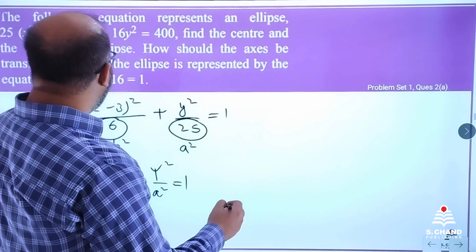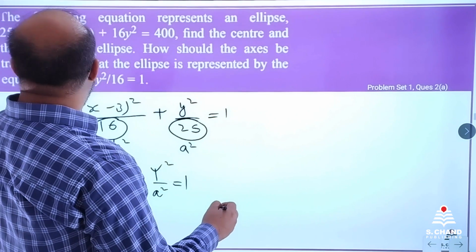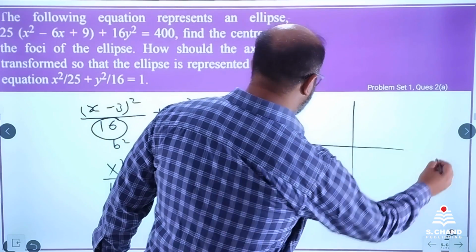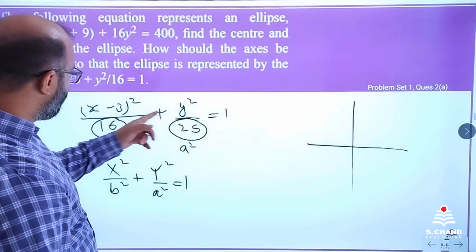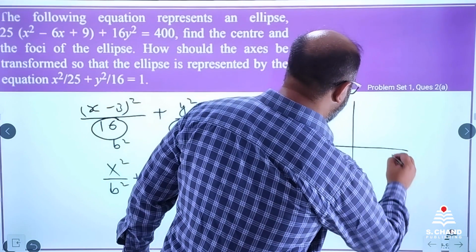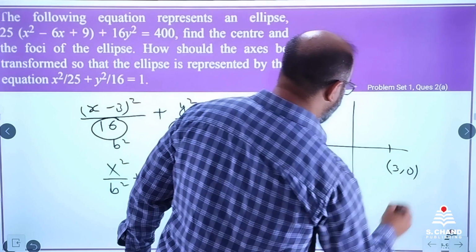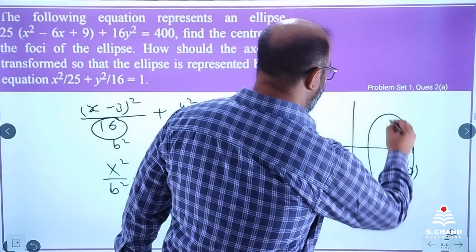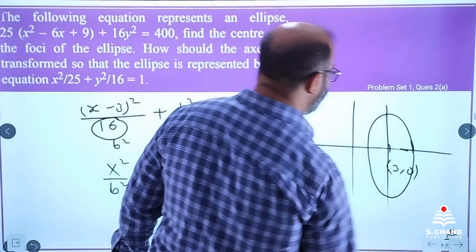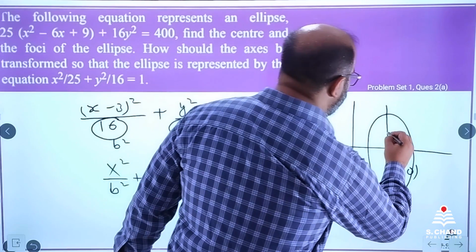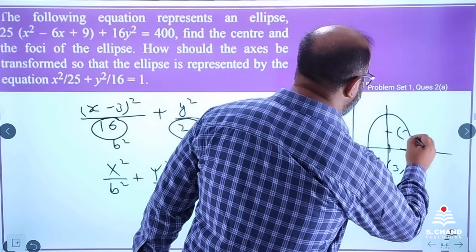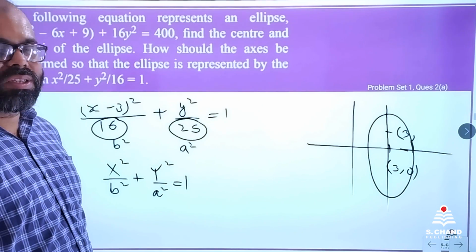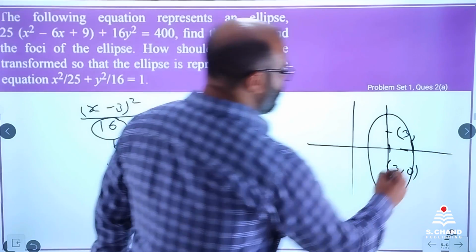Now if you want to find the center and the foci of the ellipse, first of all the center of the ellipse. Center of the ellipse is 3, 0. So 3, 0 will be on the x-axis like this. Now it is a vertical ellipse like this. And if we talk about the foci, then foci will be somewhere here. So its x-coordinate is fixed, which is 3. And what about its y-coordinate?